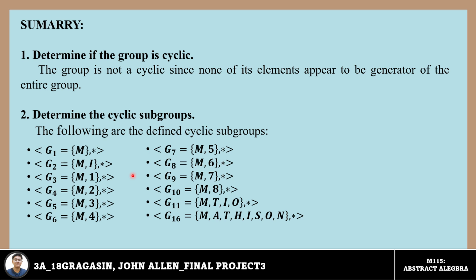So we have G sub 1 with element M, and then G sub 2 with elements M and I, G sub 3 with elements M and 1, G sub 4 with elements M and 2, G sub 5 with elements M and 3, G sub 6 with elements M and 4, G sub 7 with elements M and 5, G sub 8 with elements M and 6, G sub 9 with elements M and 7, G sub 10 with elements M and 8, G sub 11 with elements M, T, I, O, and then G sub 16 with elements M, A, T, H, I, S, O, N. These are the defined cyclic subgroups from our identified subgroups.